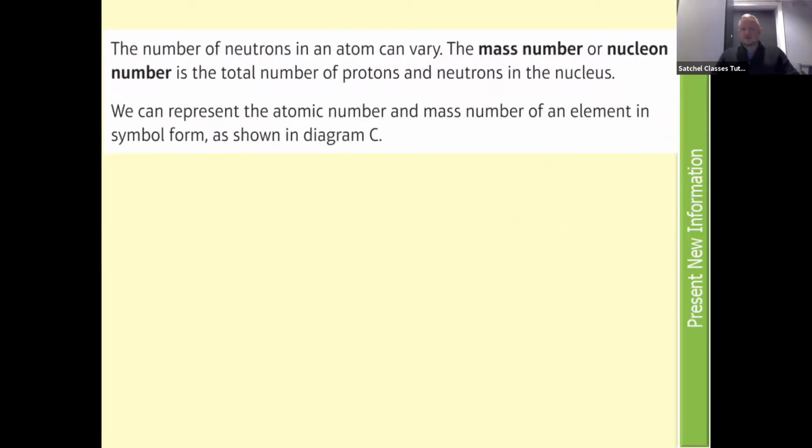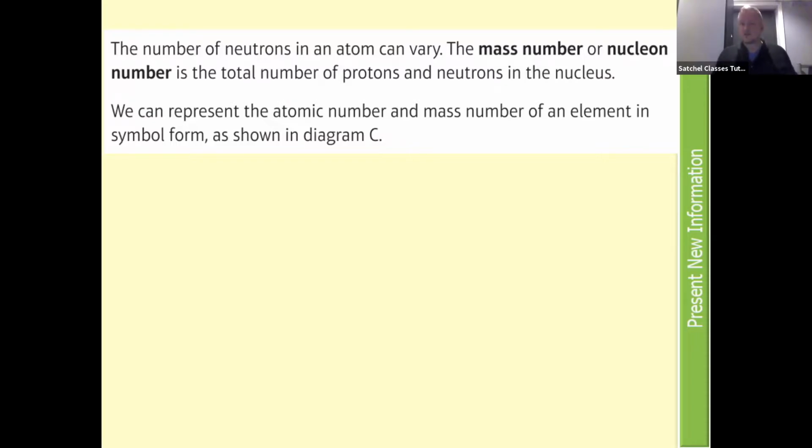The number of neutrons in an atom can vary. We've just talked about the analogy of twins, where they have identical faces, but one can have a heavier mass than the other. They're still the same twin. They still have the same DNA or instructions. It's just one's heavier than the other. The same is true of atoms of an element. The mass number or the nucleon number is the total number of protons and neutrons in the nucleus. So if the nucleon number is different for the same element, it's because it has more mass.